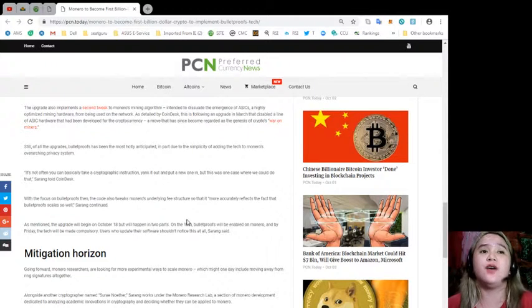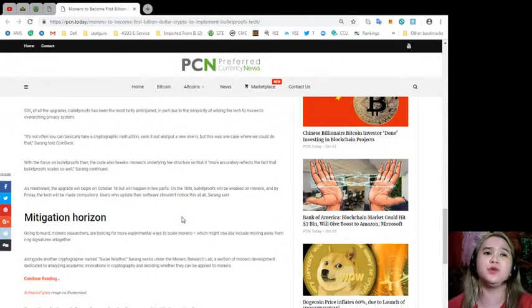Still, of all the upgrades, Bulletproofs has been the most hotly anticipated, in part due to the simplicity of adding the tech to Monero's overarching privacy system. "It's not often you can basically take a cryptographic instruction, yank it out, and put a new one in. But this was one case where we could do that," Sarang told CoinDesk.